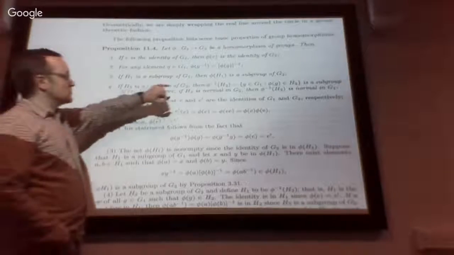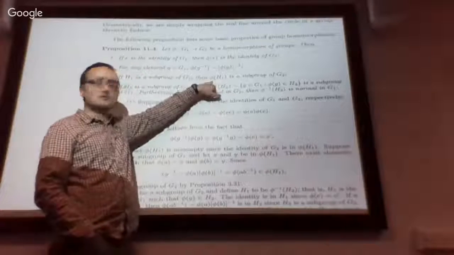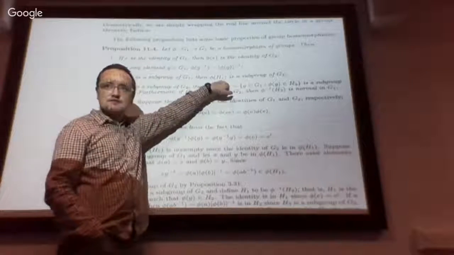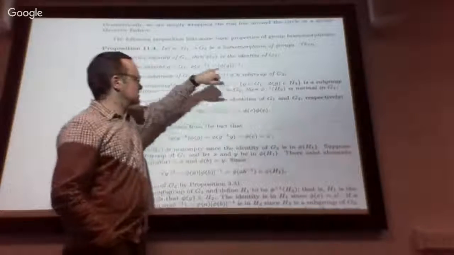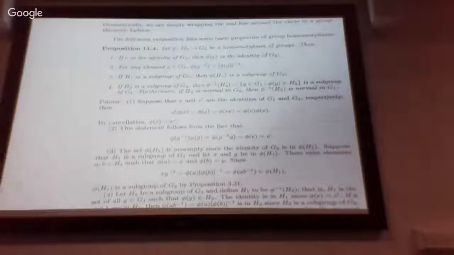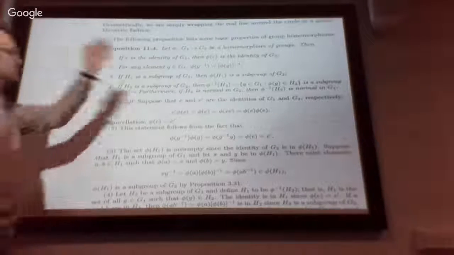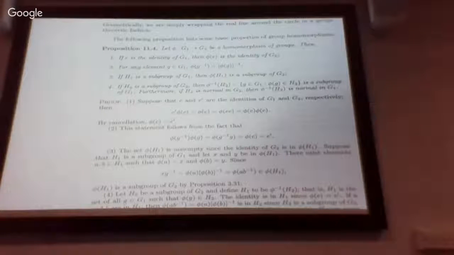Thirdly, if you've got a subgroup in G, then when you map it across to G2, phi of a subset of G, it's the subset in G2 which consists of phi of everything within H1. So if H1 is a subgroup of G1, then when you map it across into G2, you again have a subgroup. So again, that's saying it maps group structure to group structure.